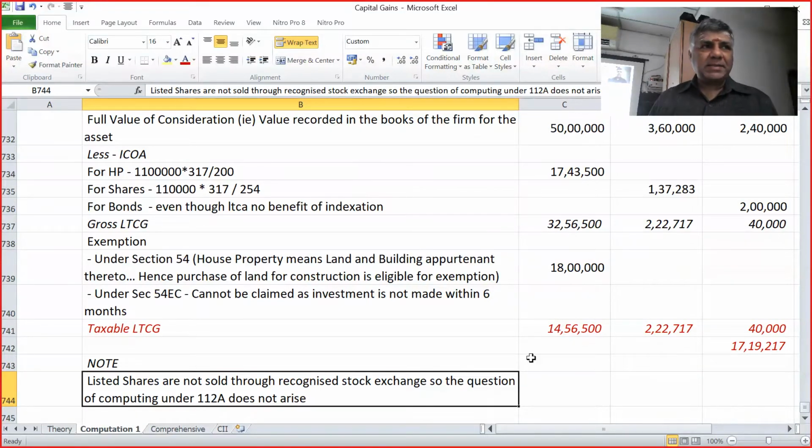It will be taxable. 112A can be claimed. The cost will be 3 lakh 60. It is not the previous owner. Now they have purchased it. The firm purchases it.